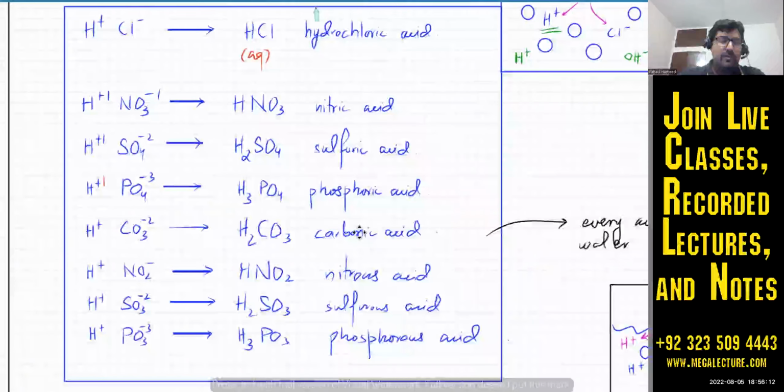If they tell you what carbonic acid is, that's H plus 1 combined with CO3 minus 2. Do crisscross, it's going to be H2CO3. H plus 1 with PO4 minus 3. So this 3 over here, H3PO4.